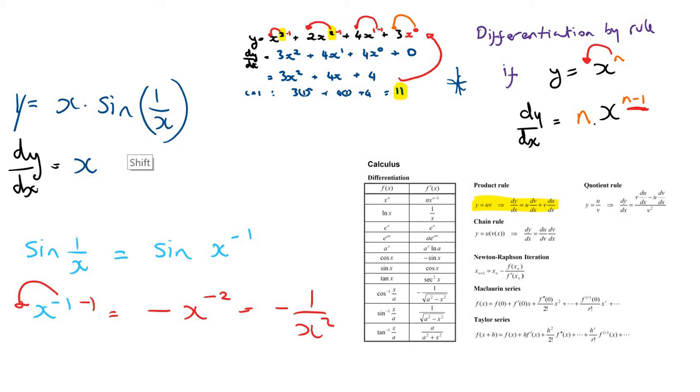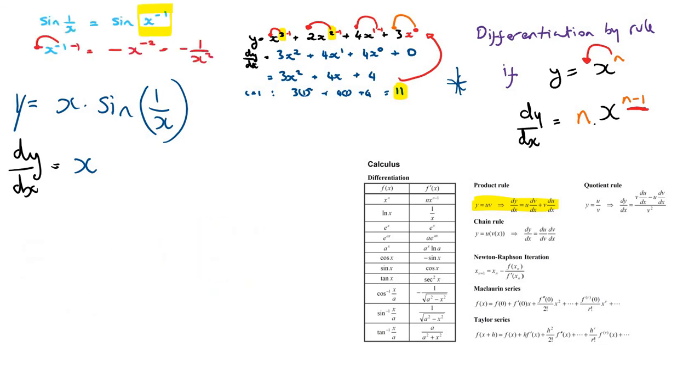Whenever you have a function like 1 over x or 1 over x squared, you need to be able to convert it into its indices form, which is x to the power of minus 1. Then you can bring that power to the front and drop the power down by 1. By dropping minus 1 down by 1, it actually becomes minus 2. Reverting that to its normal form, then x to the power of minus 2 is just 1 over x squared. So I've just moved that out of the way.